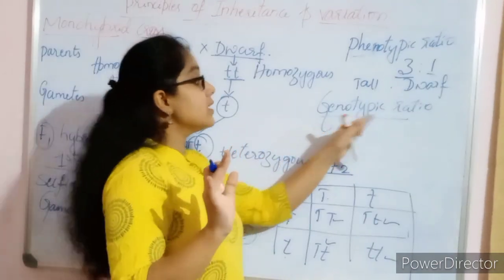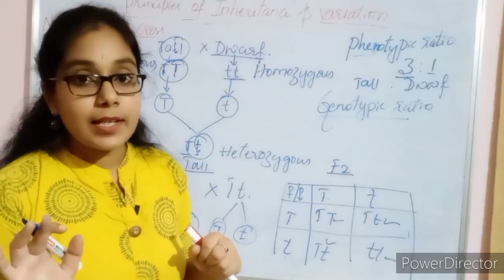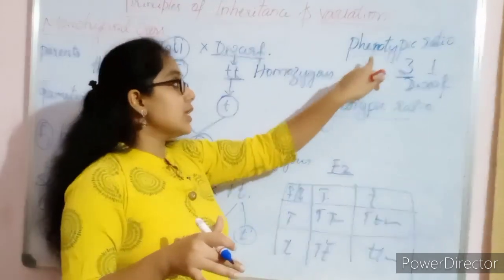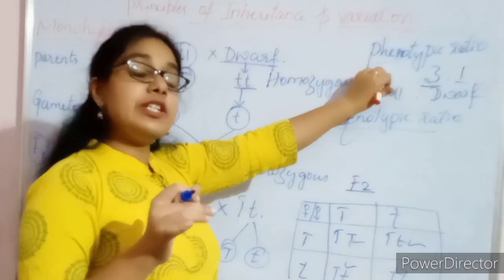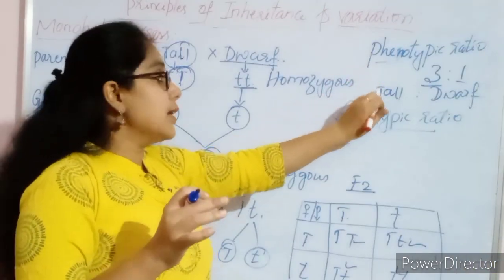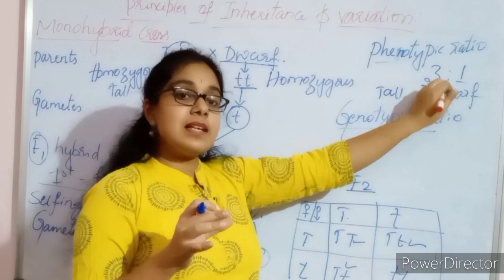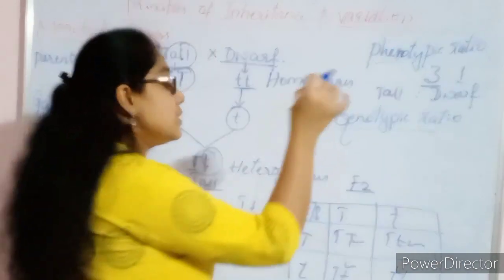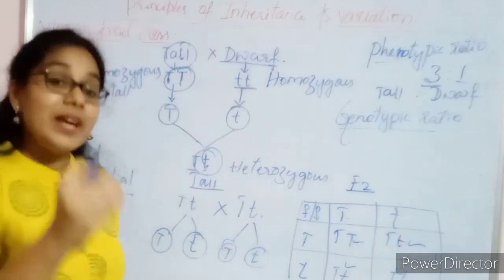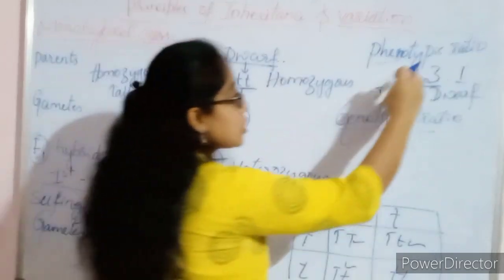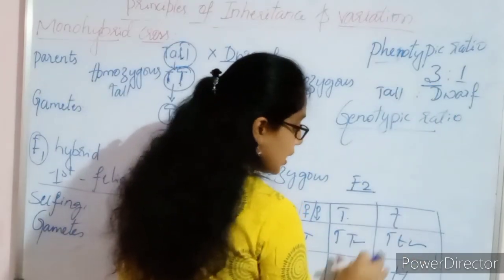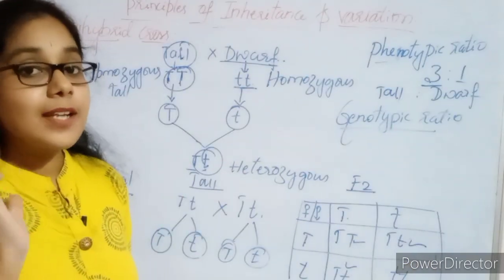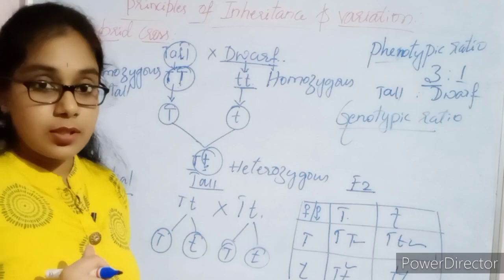How are we going to write the genotypic ratio then? Genotypic ratio is nothing but, in the phenotypic ratio you have just written how many tall plants are there and how many dwarf plants are there. But in the genotype you are going to mention whether those tall plants, where there are 3, are homozygous or heterozygous in condition.